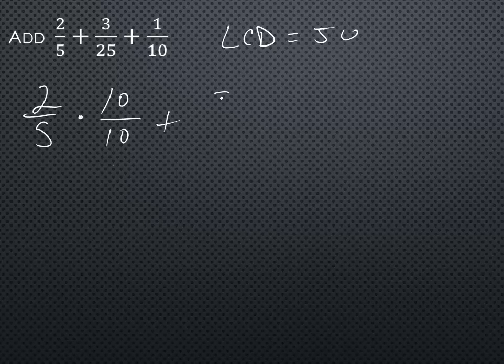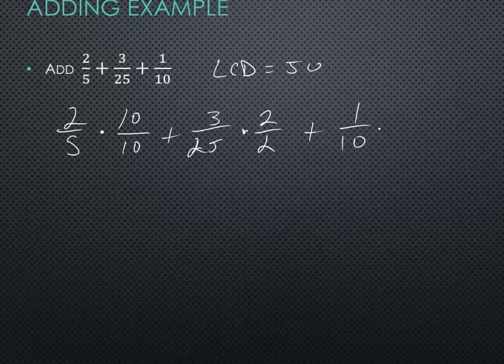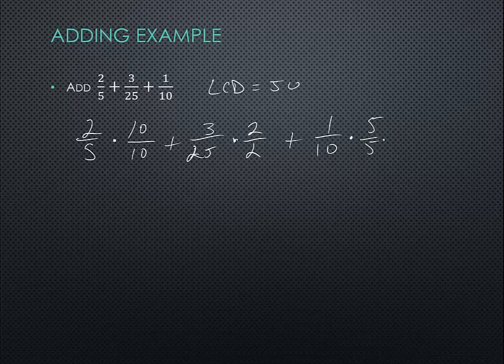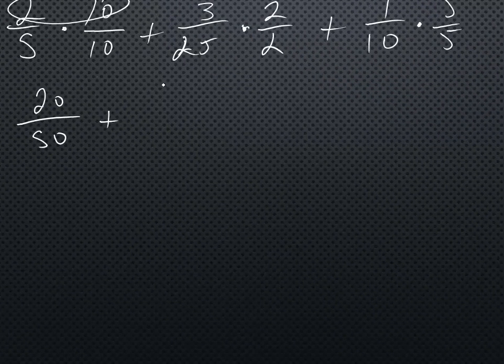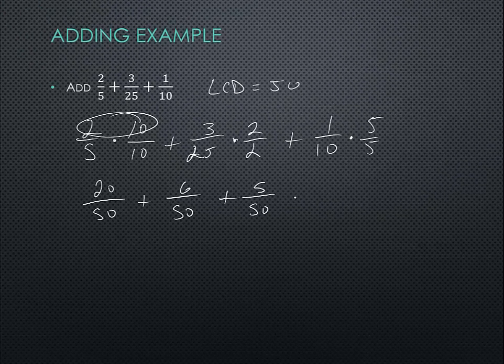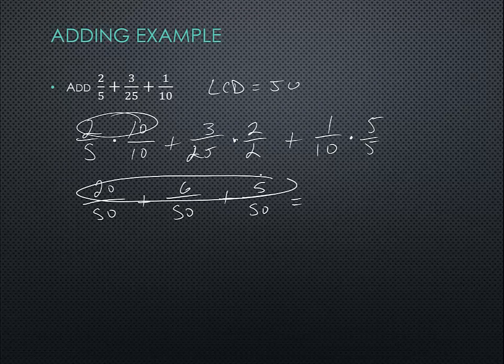Okay, and then plus 3 over 25. What times 25 is equal to 50? That'd be 2. So multiply by 2 over 2. And then plus 1 over 10. What times 10 is 50? That'd be 5. So multiply top and bottom by 5. So then 2 times 10 is 20 divided by 50. Plus, son, stop it. Okay. Then 3 times 2 is 6 divided by 50. And then 1 times 5 is 5 divided by 50. And then what you do is add across the numerators. So what is 20 plus 6 plus 5? That's going to be 31 over 50. And that is your answer.